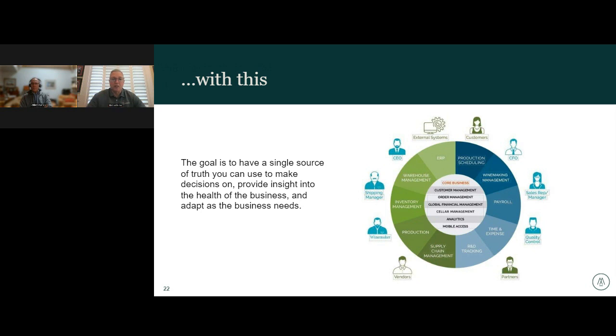People, Bill talked about, there's an old cliche: people, process, and technology. They all work hand in glove. And what you want is to allow the technology to automate as much of that as possible to effectively run your business.